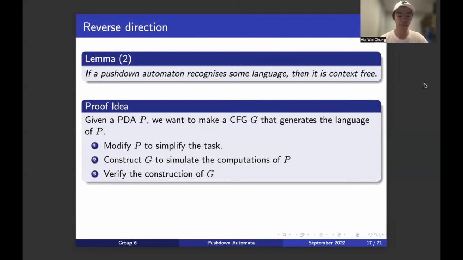What we want to do is, given any pushdown automaton P, construct a context-free grammar G that generates the language of P. There are three steps in the proof. First, we modify P to simplify the task. Second, we construct G to simulate the computations of P. Third, we verify the construction of G.